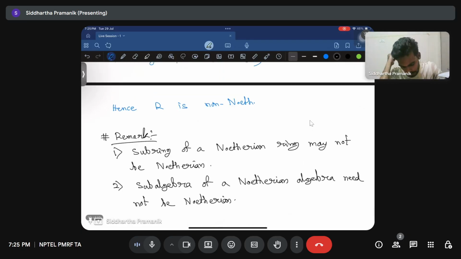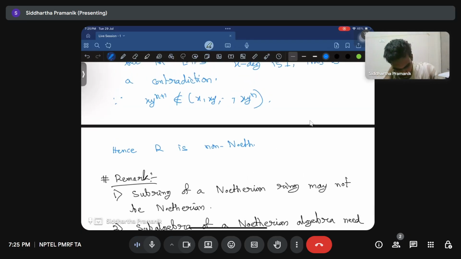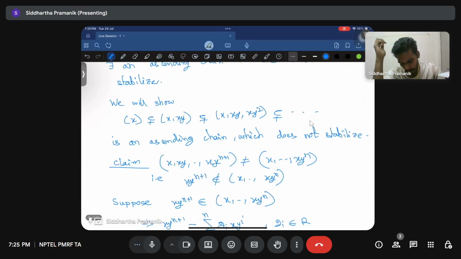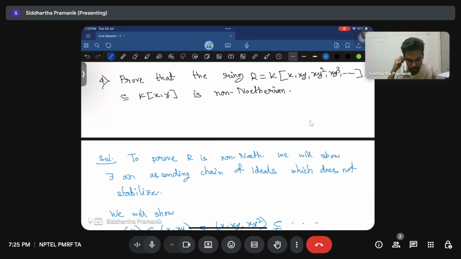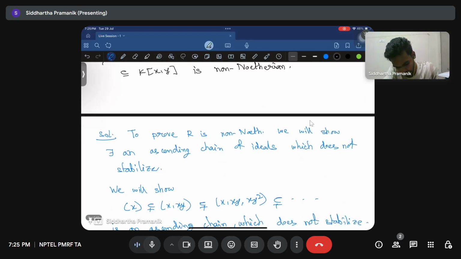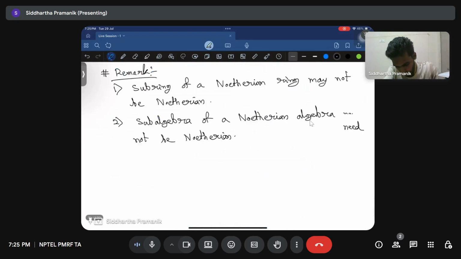Okay, so this is one important example. I want to mention that using this example, one can produce some more counterexamples in future problems, which will appear in the courses. So you should observe those things. Okay, that's all. Let's move on to another problem.